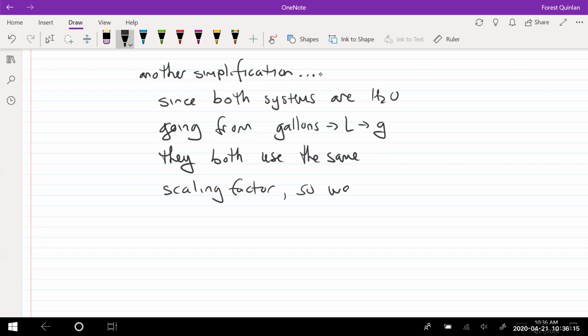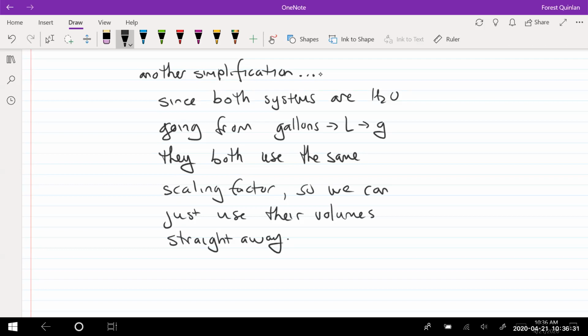So we can just use their volumes straight away. Right, if in going from these volumes to the masses, we're going to be multiplying both sides by the same scaling factor, we don't have to worry about it. So we can just use their volumes.